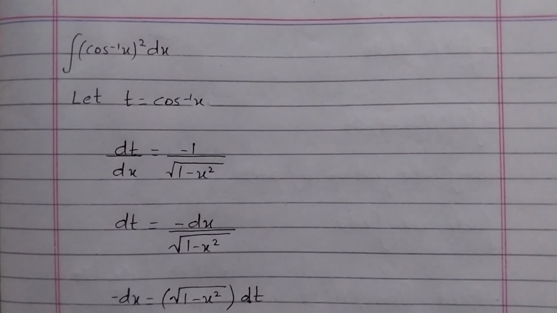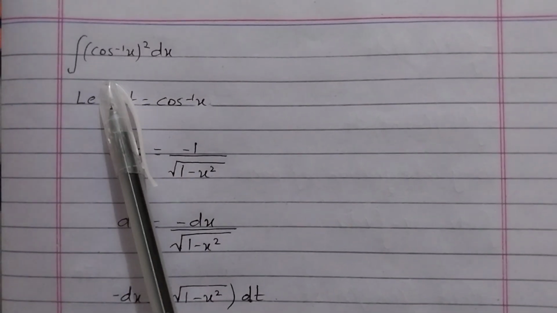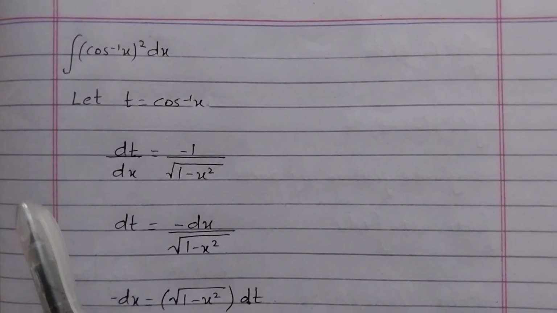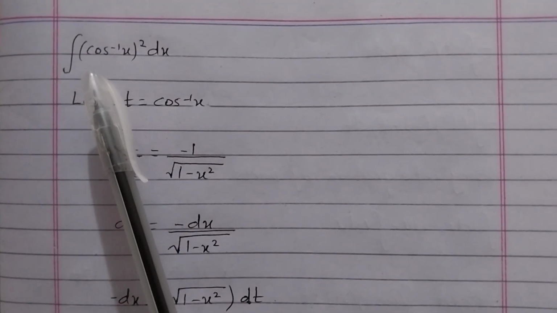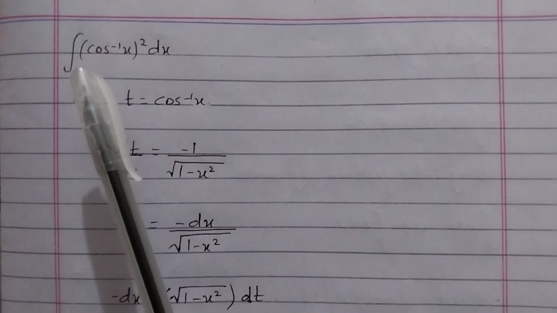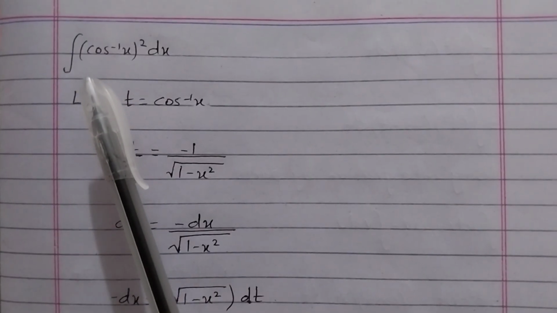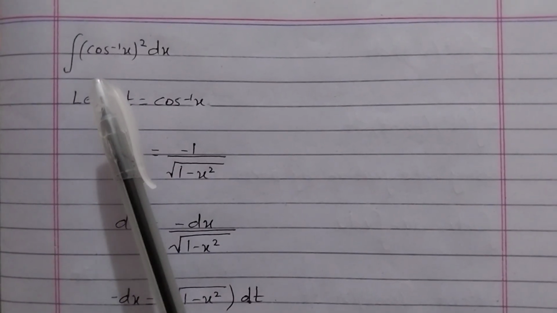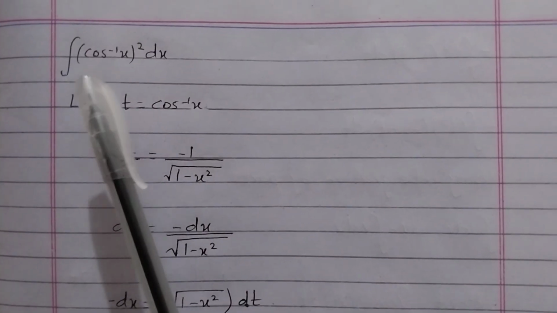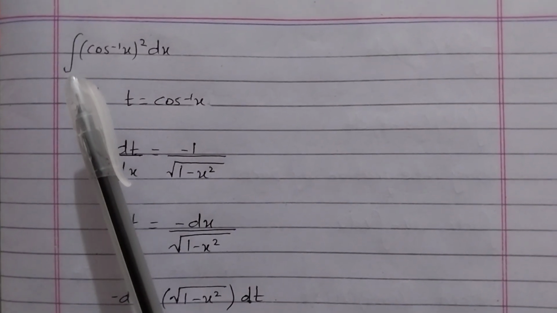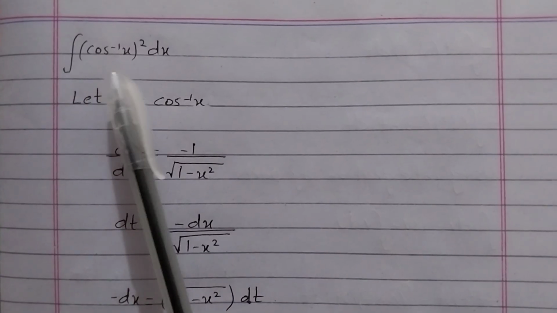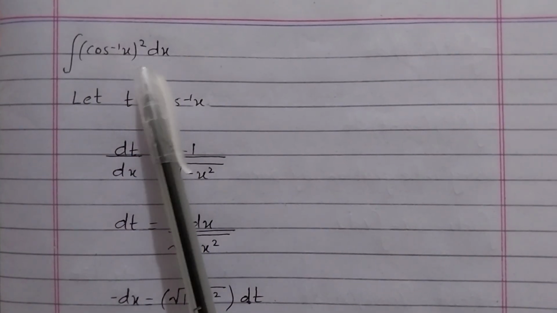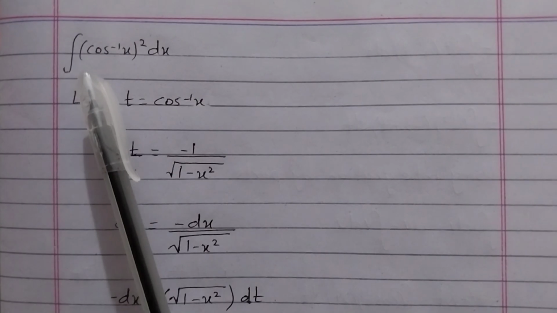Today we are going to integrate square of cos inverse of x with respect to x. So when we first look at this expression and think of a strategy which we can use to integrate this, can we use the product rule here? No, we can't, because the derivative of cos inverse of x is not written besides it.